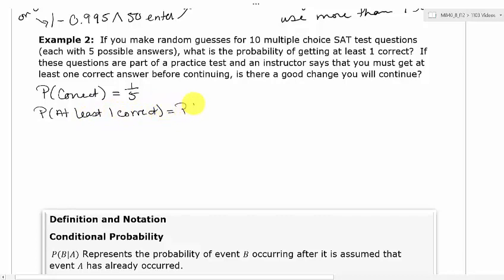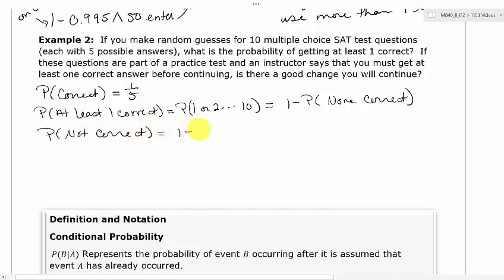Again, this is going to be the probability of 1 or 2 all the way up to 10. And so that's not an easy calculation to do. What's a lot easier is to do 1 minus the probability that none of them are correct. So if we're concerned with not having something correct, then the probability that your answer is not going to be correct is going to be 1 minus 1/5. And that's 5/5 minus 1/5, which is 4/5.